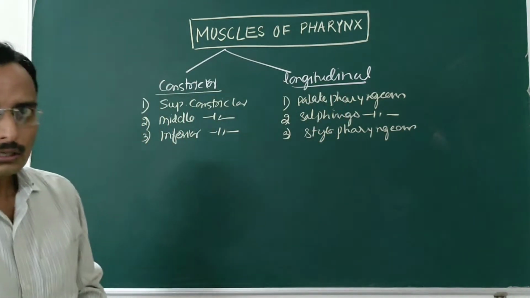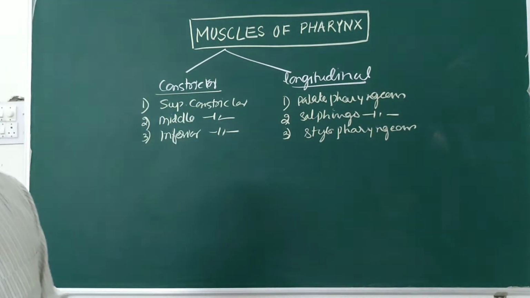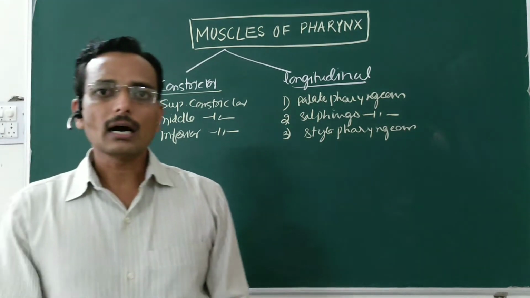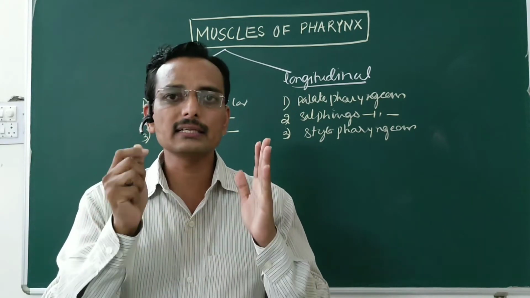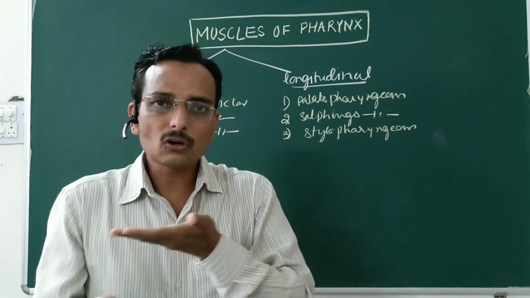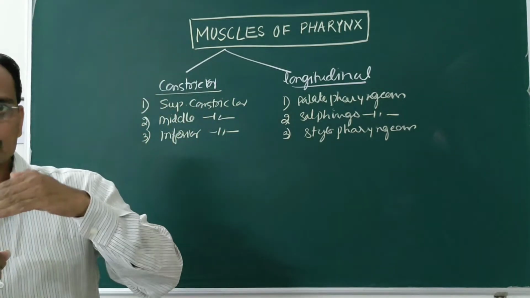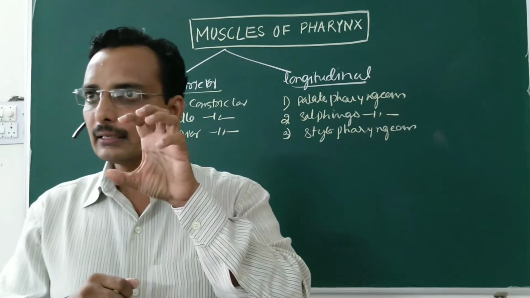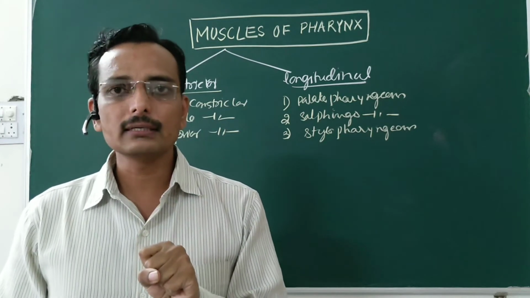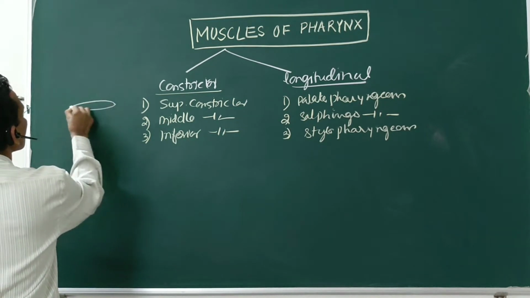We will see the constrictor muscles and longitudinal muscles one by one. First, we will see the constrictor muscles. These constrictor muscles are placed in the neck or pharyngeal region, just like a flower pot with a narrow base, arranged one over the other, with openings on the anterior end: the opening for the oral cavity and the opening for the laryngeal cavity.